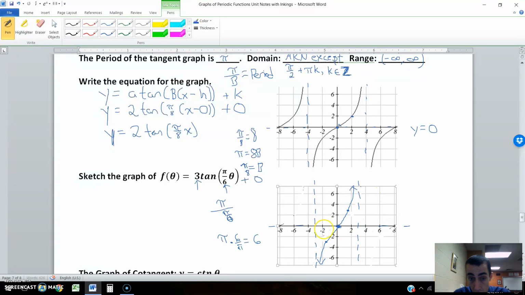Of course, we need to repeat this over here. Period is 6, so from 3 to 9 would give us 6 units. Then the intercept will be halfway in between those two asymptotes. From 3 to 9, halfway in between that would be 6. Halfway in between, negative 6. And then 7.5, 3, 4.5, negative 3, and so forth. And we go on from there.